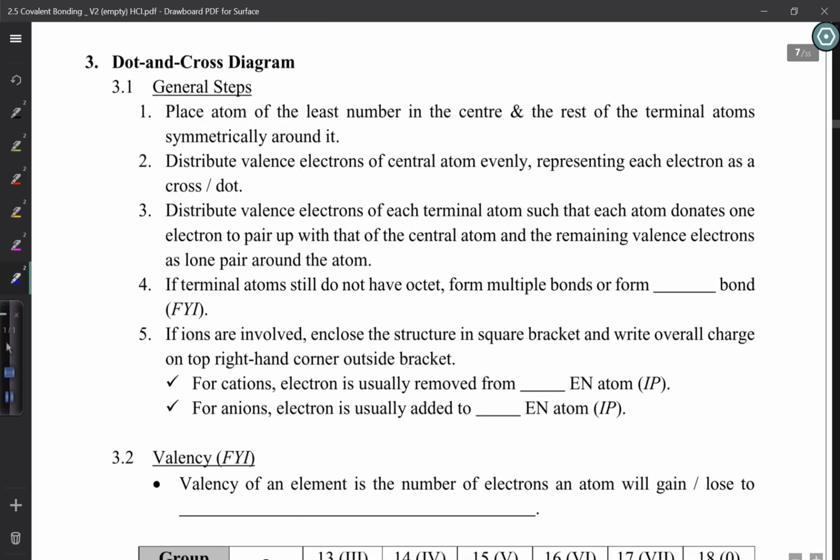So next will be the drawing of dot and cross diagram. This part is the part whereby most students have problem with. So therefore I've derived a few steps for you. If you were to follow these steps, generally you should get the correct answer, unless there are some exceptional cases which I cannot foresee. So don't worry about these steps, I'll go through with you. For now, you just have to fill in the blanks. Later on when we are practicing, we'll go through this step by step.